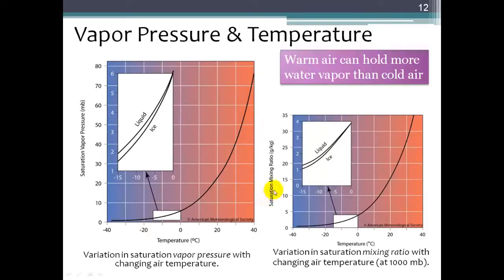And you see in both of these graphs here that they do a little blow up for temperatures below zero, where we have ice instead of liquid. You see the slight difference between liquid and ice compared to water vapor. So this first graph shows variation in saturation vapor pressure, and then the second one shows the same thing but for saturation mixing ratio. So same tendency. Again, the point here is that warm air can hold more water vapor than cold air.